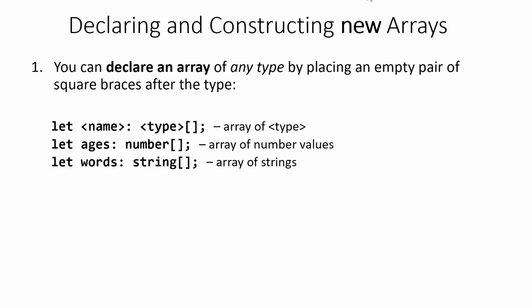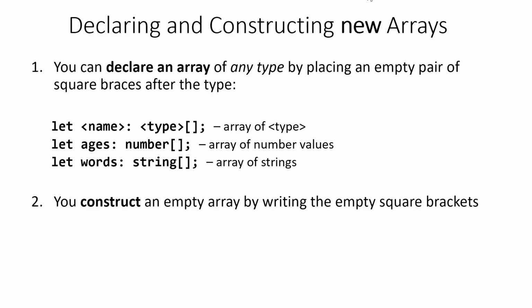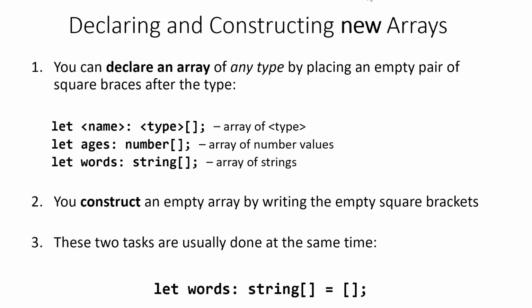So how do we declare and construct a new array? Well, we can declare an array by saying let and then some name, like we're declaring a variable, b some type followed by empty square brackets. And so if we wanted to make an array of numbers named ages, we could say let ages, colon, or b, a number array. The way that we construct an empty array is by using an empty set of square brackets. So here we're saying let words be a string array that is initially an empty array. And so this is our initialization of an array.